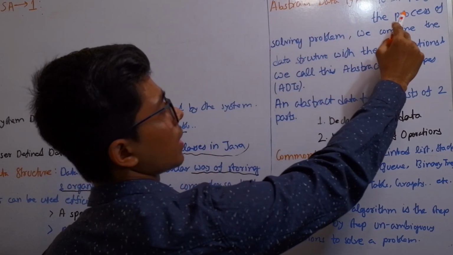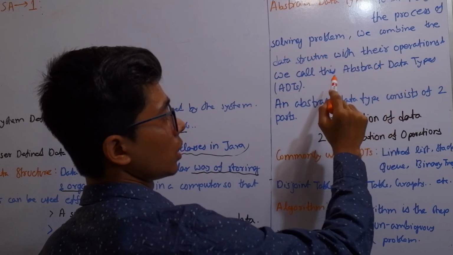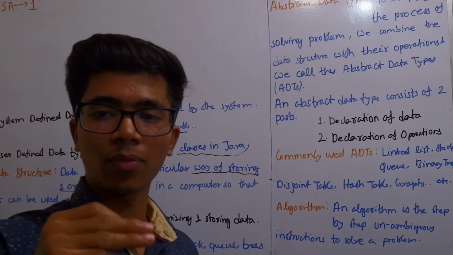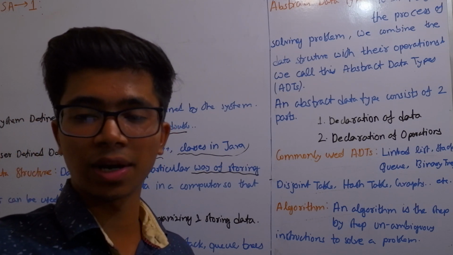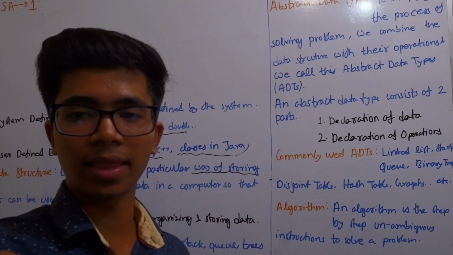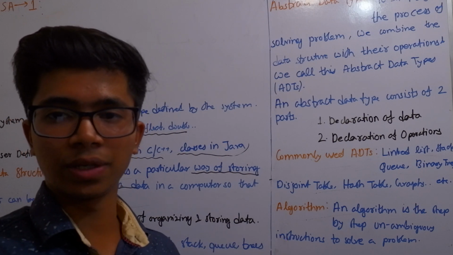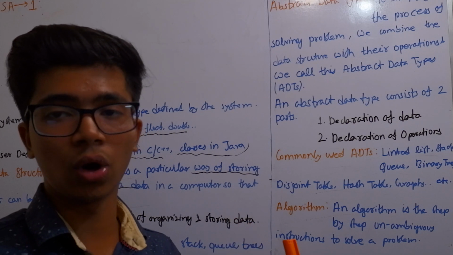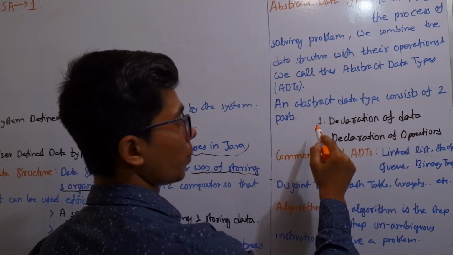What are abstract data types? To simplify the process of solving problems, we combine the data structure with the operations. We call this abstract data types. That means to simplify the problems of data structure, we combine the data with their operations and instructions. This entire process is called abstract data types, or ADTs. To solve any problem we need certain operations, and this combination of data with certain operations, in simple words, is called abstract data types.